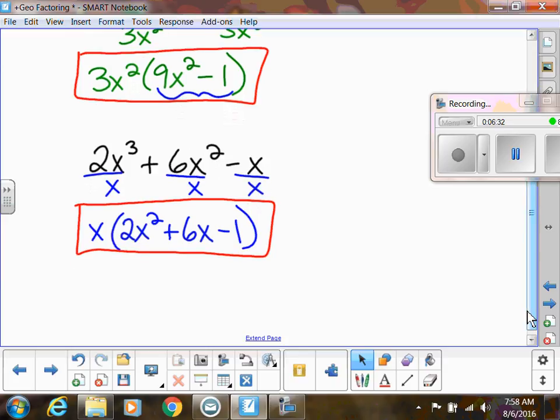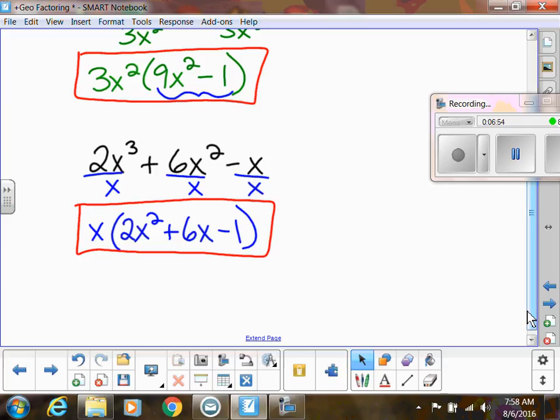Okay, and then down here, how did you do on this one? Did you notice that I can divide these first two terms by 2, but not the last one? So I couldn't do a coefficient in this one. I could only divide by a common variable. So we divided everything by an x, that came out front, and then each of the powers in the terms was reduced by 1. So I have 2x squared plus 6x minus 1.